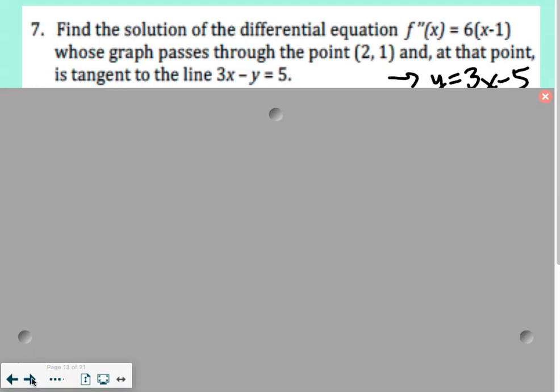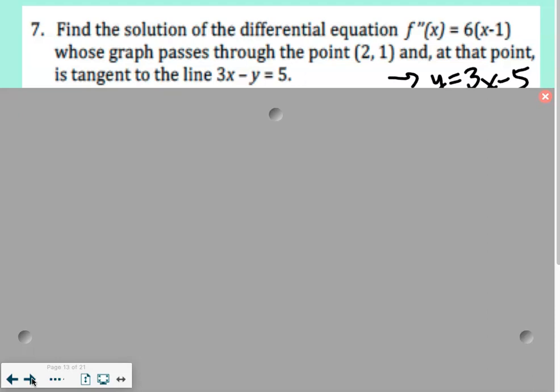All right. So differential equation. Here we go. Find the solution of the differential equation f double prime equals 6 times x minus 1, whose graph passes through the point 2, 1, and at that point is tangent to the line 3x minus y equals 5.